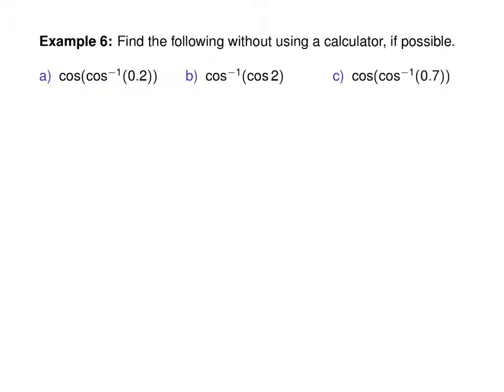Okay, so would this first one be something that could cancel? Yes. And that's because the input needed to be between negative 1 and 1, and it is. Great. How about part B? Would that cancel? See how the order's reversed, so that now the angle must be between 0 and pi. Yes. So that does cancel.